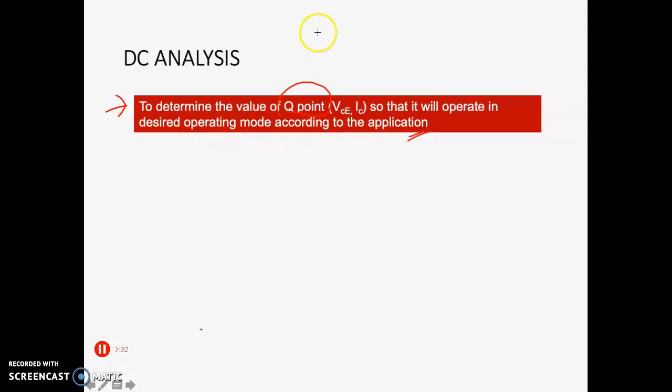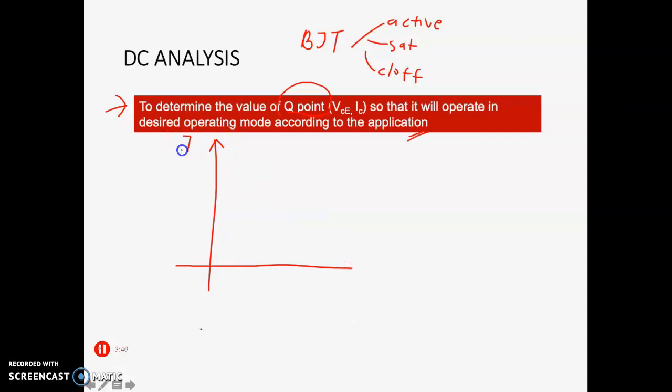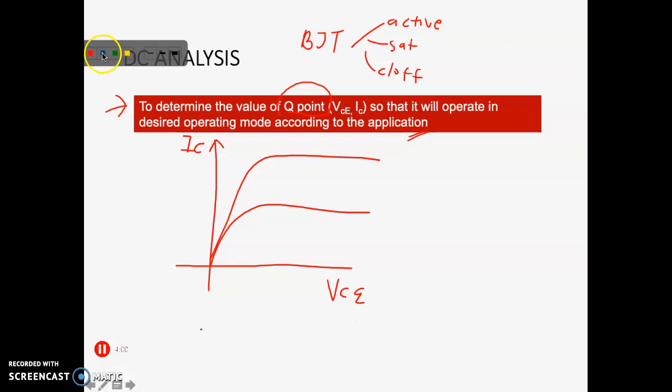So what is meant by operating mode? Your BJT has three operating modes. One is active, another one is saturation, the third one is cut off. If you refer back to your IV characteristic, for your BJT, this here becomes IC, here becomes VCE. This is the output, right? The shape of your IV is like this. So where is the cut off region? Here is the cut off, here is the saturation, and the rest is active. So why do we need to do DC analysis?